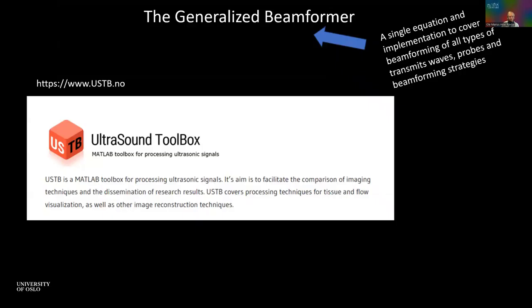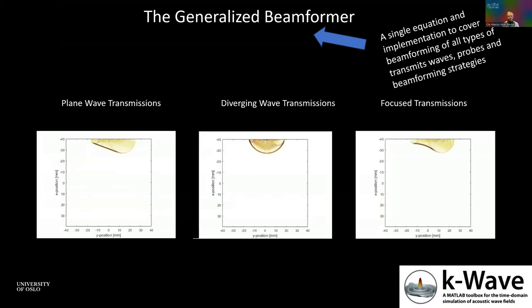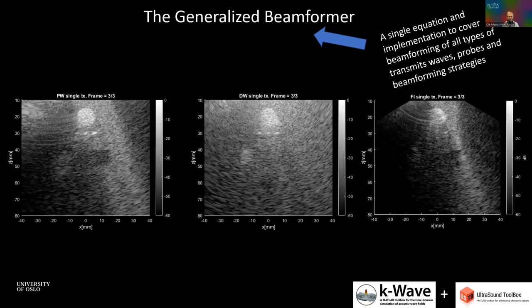So the Generalized Beamformer is the core of the UltraSound Toolbox. The Generalized Beamformer is a single equation and implementation to cover beamforming of all types of transmit waves, probes, and beamforming strategies. For example, we can take plane wave transmission, diverging wave transmissions, or focus transmissions, here illustrated through K-wave simulations. And we can take the resulting channel data and beamform images of the plane wave, the diverging wave, and the focus transmission.